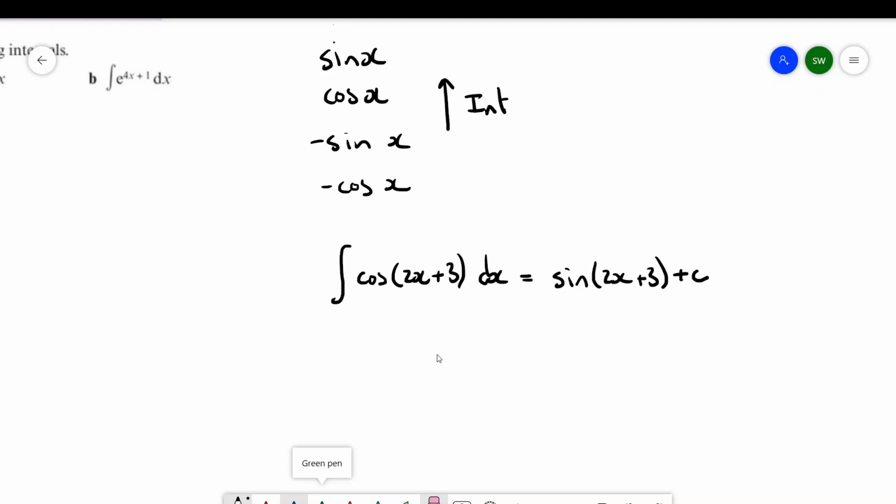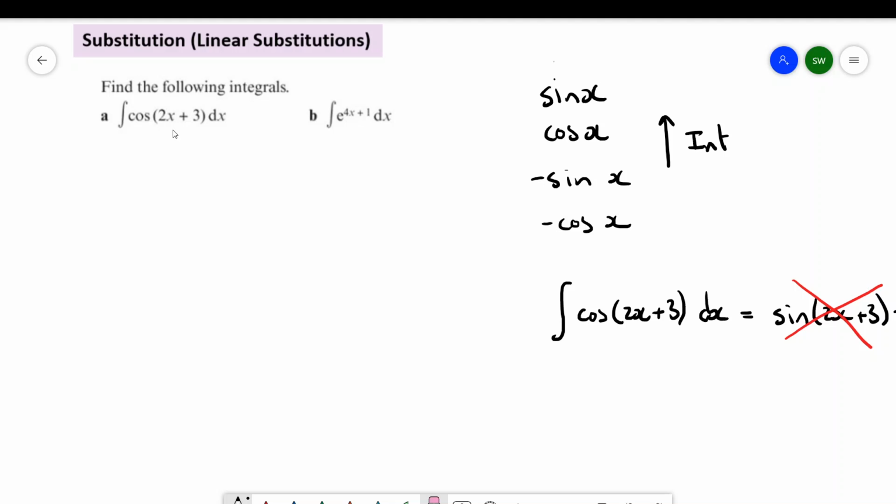But we know this is incorrect because if you differentiate sine of 2x plus 3, because differentiation is the opposite of integration, you should end up with cos of 2x plus 3. But if you use the chain rule to differentiate sine of 2x plus 3, you would actually get 2 cos of 2x plus 3. So we know that our integral isn't just sine of 2x plus 3.